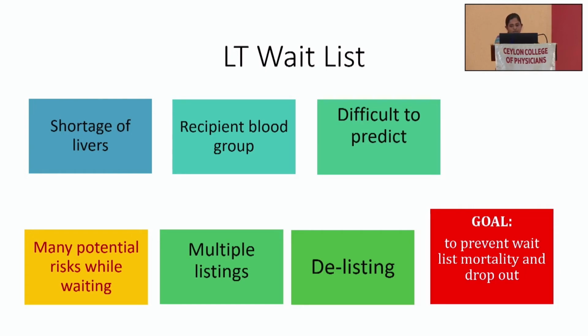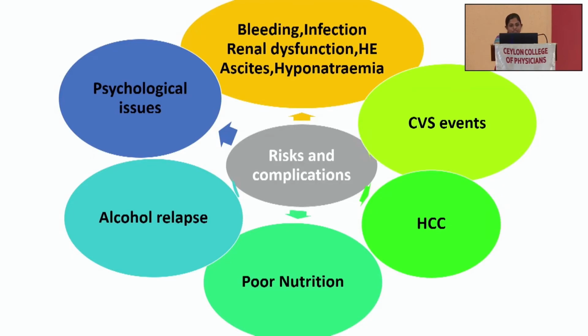So our goal is to prevent waitlist mortality and dropout. The risks and complications can be liver failure complications and also cardiovascular events. Patients may progress to hepatocellular carcinoma, or have poor nutrition. Sometimes patients may relapse with alcohol or have psychosocial issues. So these are the complications, with cardiovascular events already mentioned.